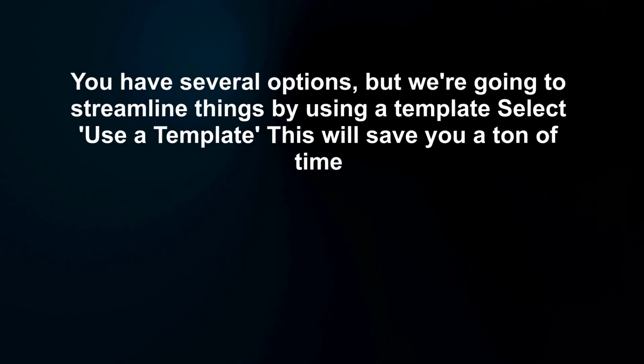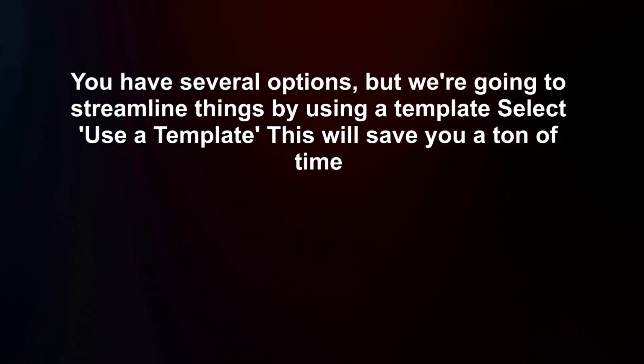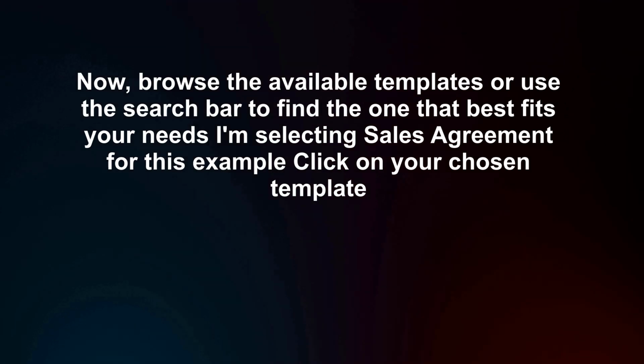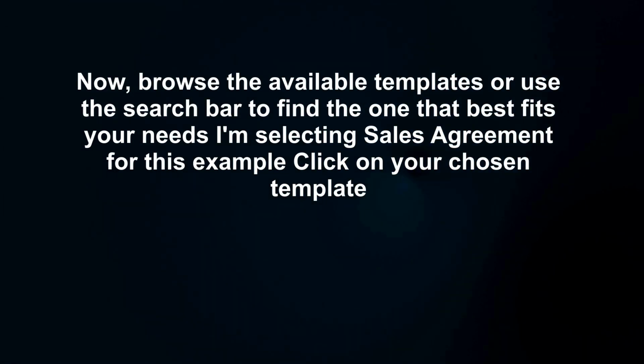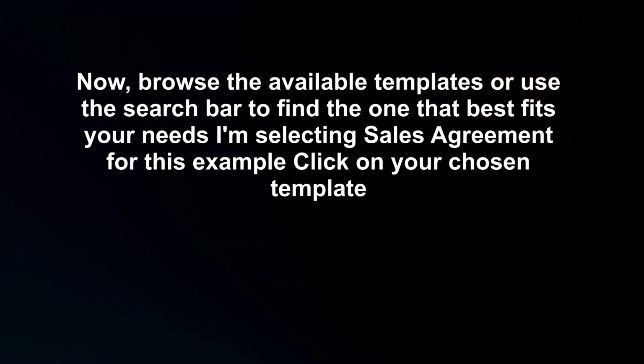You have several options, but we're going to streamline things by using a template. Select Use a template. This will save you a ton of time. Now, browse the available templates, or use the search bar to find the one that best fits your needs. I'm selecting Sales Agreement for this example. Click on your chosen template.